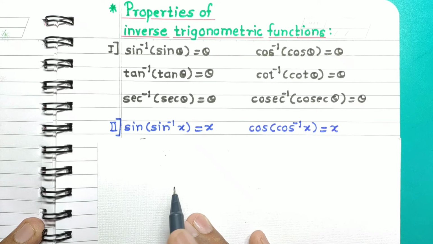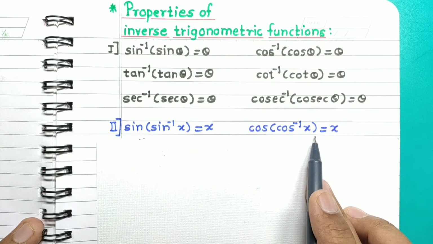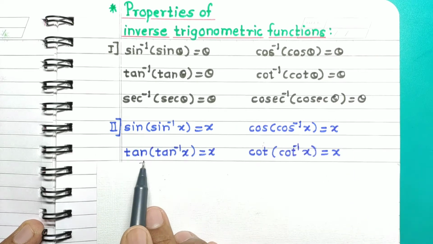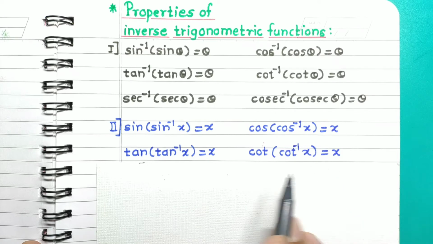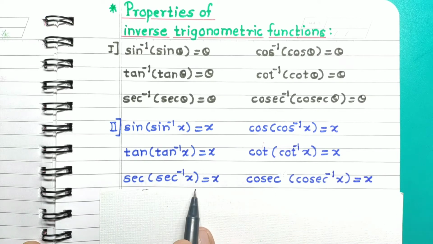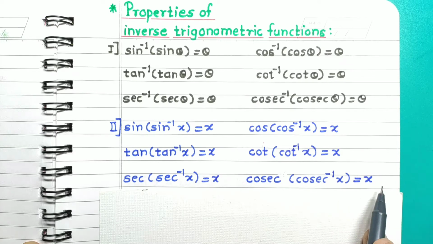Then next is sine of sine inverse of x is x, cos of cos inverse of x is x, then tan of tan inverse of x is x, cot of cot inverse of x is x, then sec of sec inverse of x is x, cosec of cosec inverse of x is x.